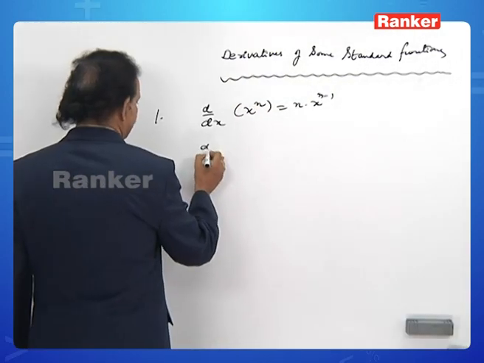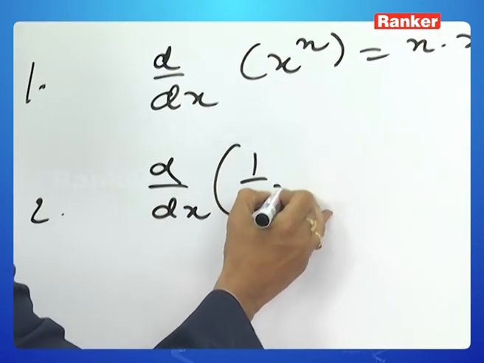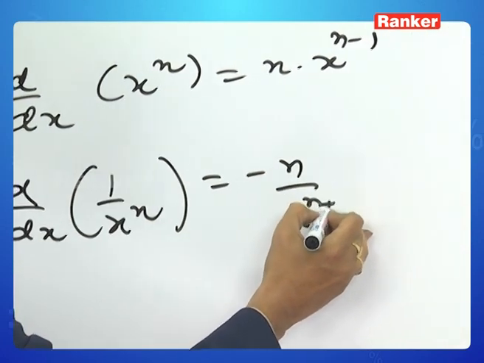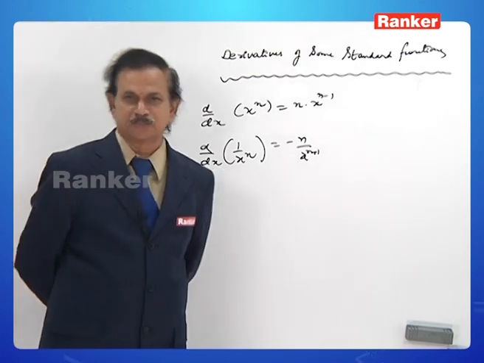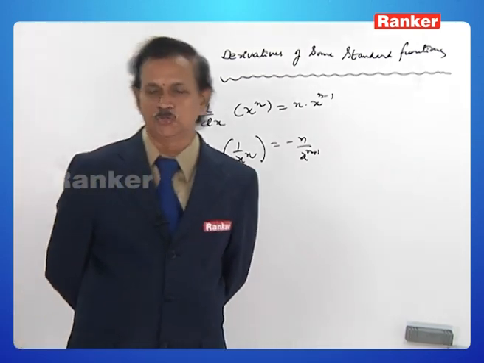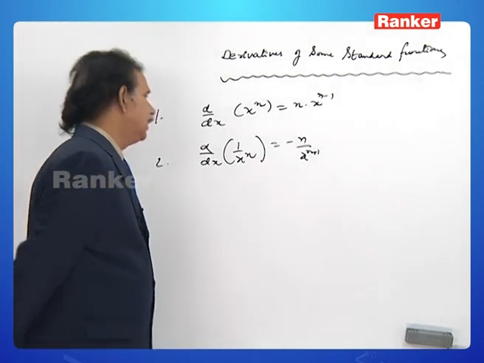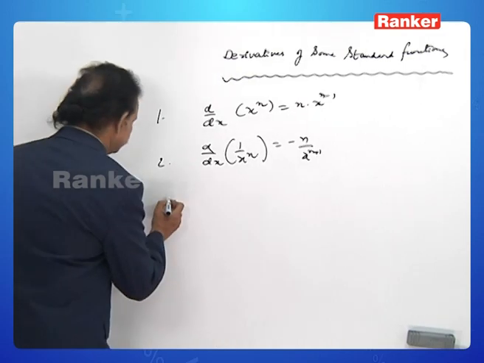What is the derivative of 1 by x power n? Minus n by x power n plus 1. Come on, what is the derivative of 1 by x square? Minus 2 by x cube. The derivative of 1 by x power 4 is minus 4 by x power 5, like that we can have. Well done. Next one.